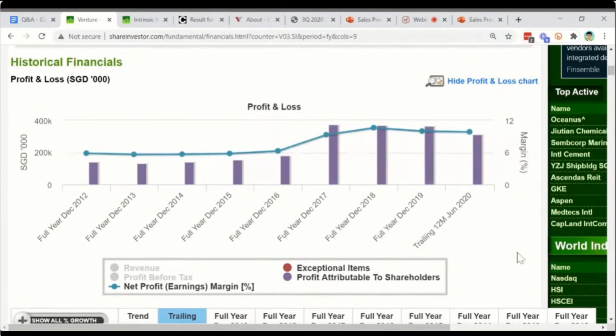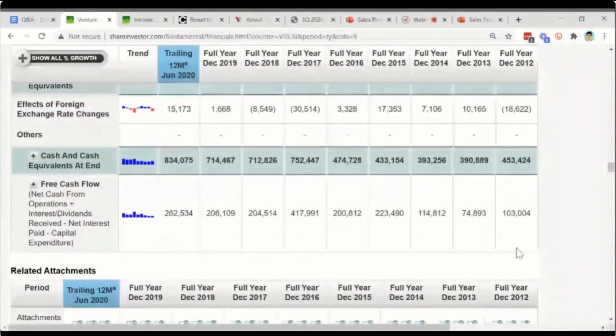And now let me jump to the free cash flow part. If you know, free cash flow can allow you to do many things. So can pay out dividends, can acquire other companies and things like that. So for Venture Corp, they have been increasing their free cash flow from $103 million in FY 2012 to around 262 million as of June 2020. So that has been a pretty sharp dip from FY 2017.